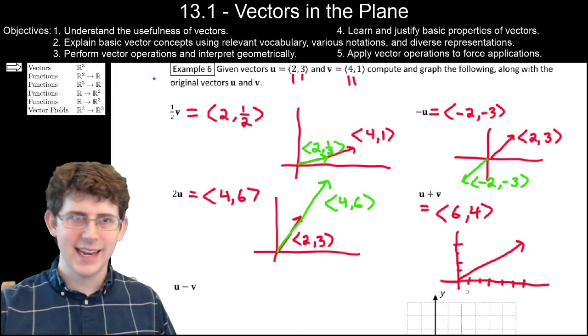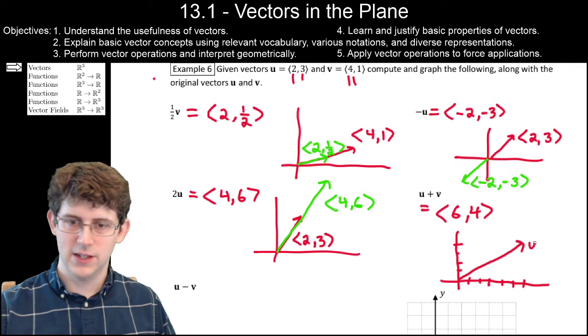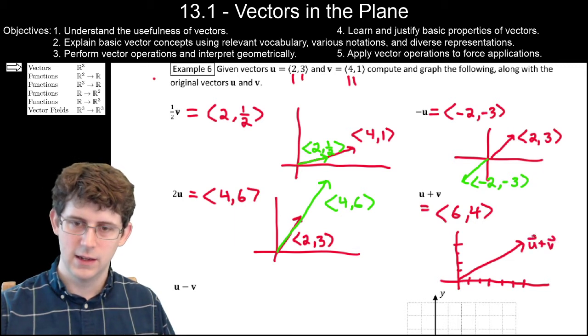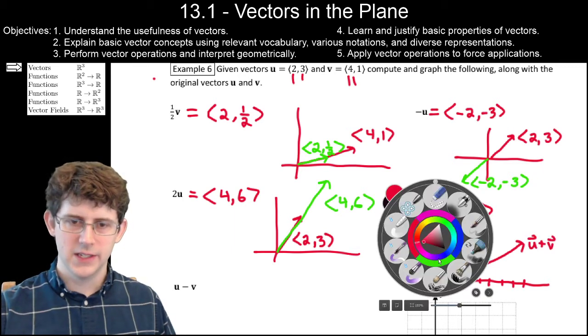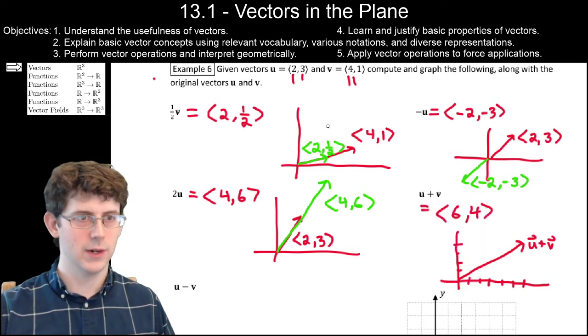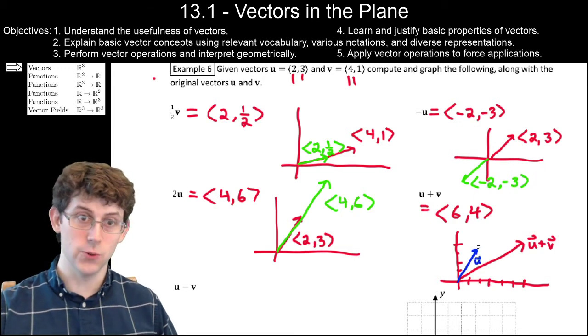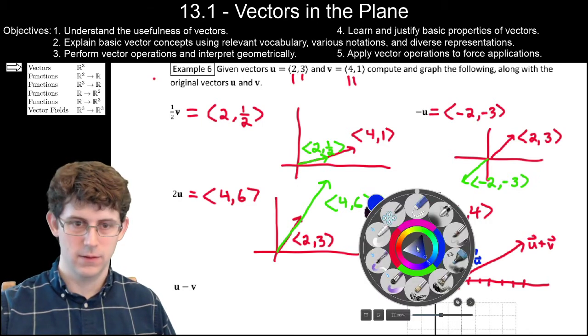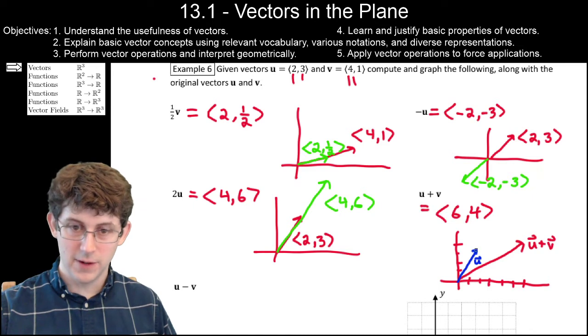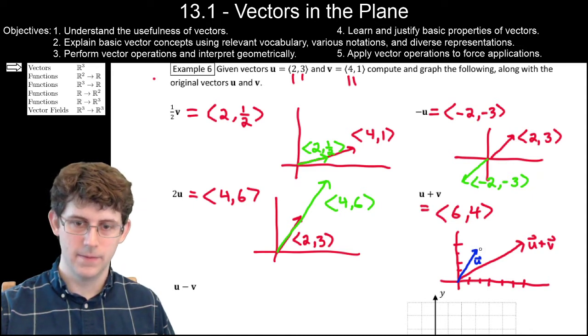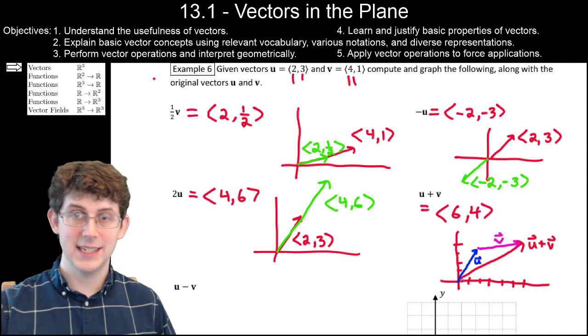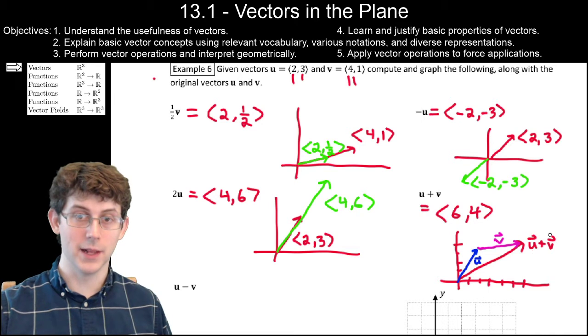The question is, what does that have to do with u and v geometrically? So here's u plus v. Well, here's the trick. If you draw u, which was 2, 3, and then you start at the end of u and put v at the end of u. So from here, you go over 4 and up 1. Then you can see how u and v combine to form u plus v.